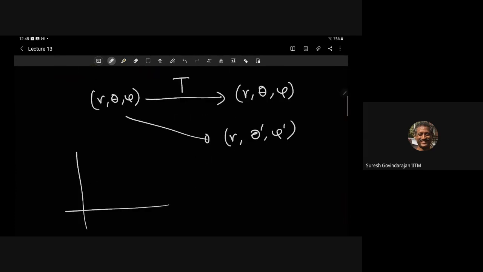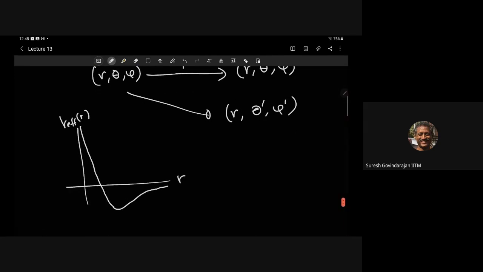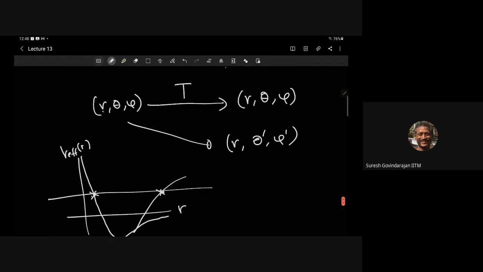Suppose you have some potential like this, V effective of r versus r, and it goes to infinity. Let's choose something like this, or it could go above. It doesn't matter. If you choose some energy, we'll have some turning points. So if you think of it as a 1D problem, there will be an r min and an r max. It will come back to r min, but we don't know what will happen to theta and phi.